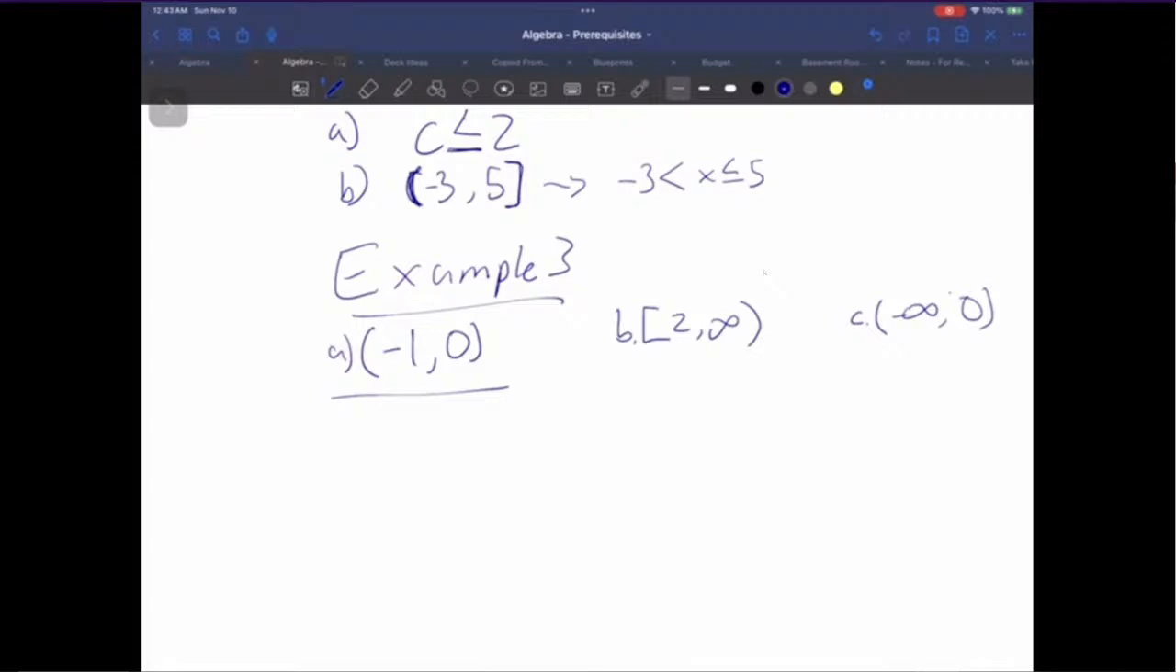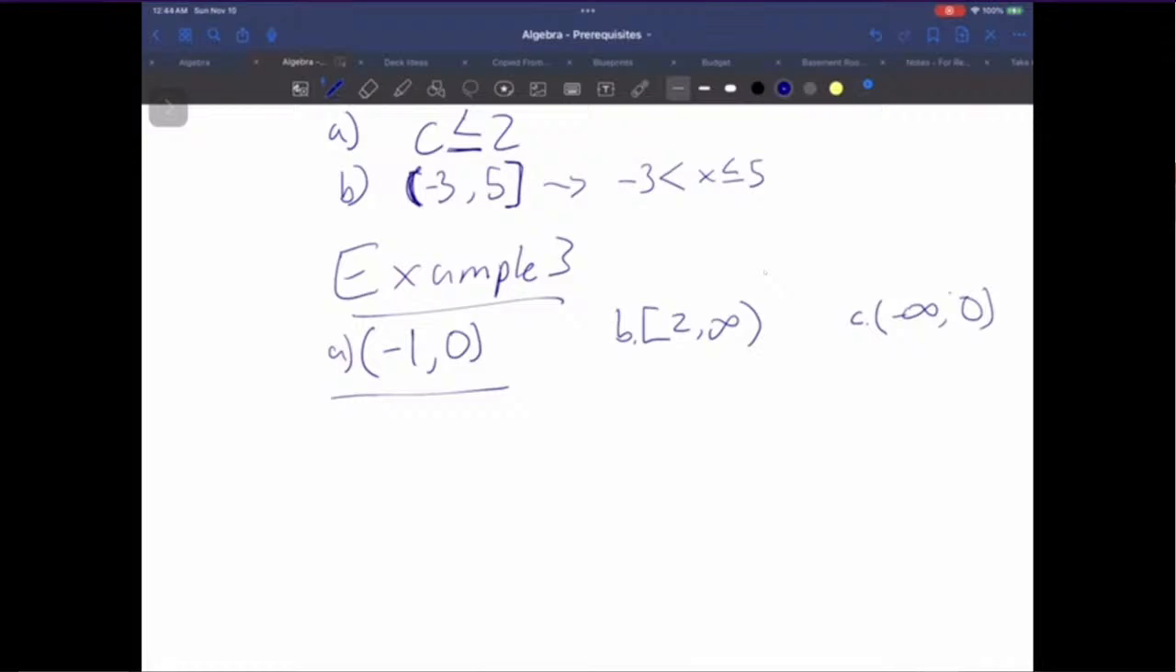For B, you could say all numbers 2 or greater, right? 2 or greater. That's what you're talking about. It's the same as that interval. Again, the way they write it is this interval consists of all real numbers that are greater than or equal to 2.